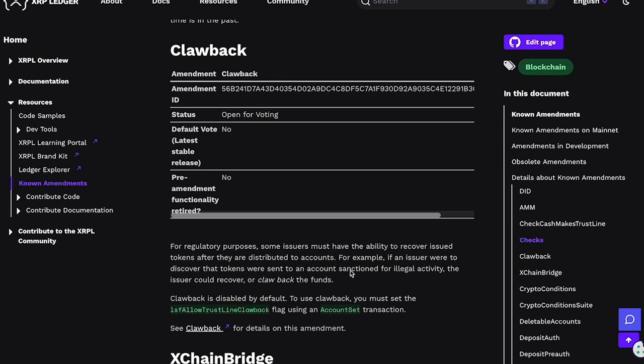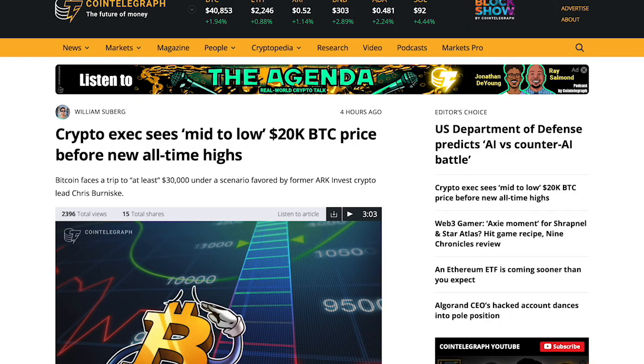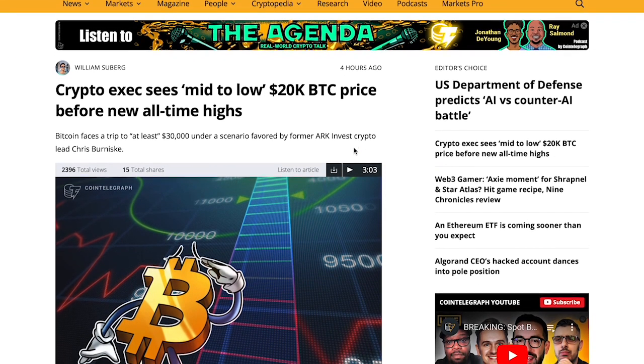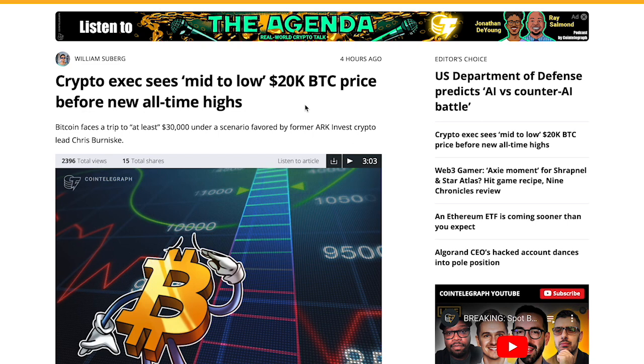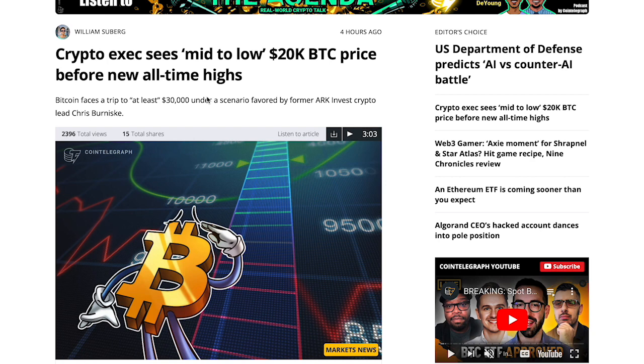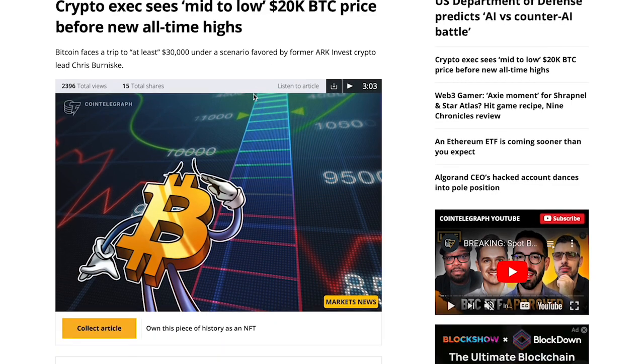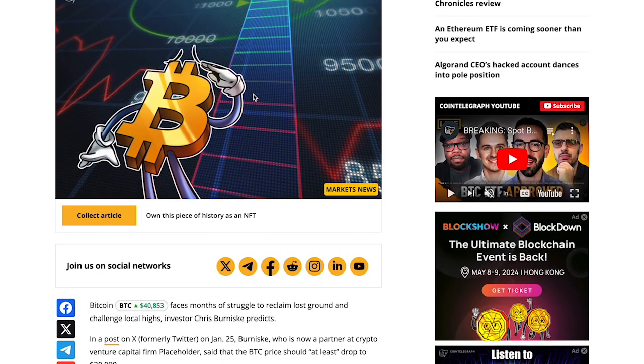This is huge. All right, moving on. A crypto executive sees mid to low 20K before a new all-time high for the Bitcoin price. Bitcoin faces a trip to at least 30,000 under a scenario favored by former ARK Invest crypto lead Chris Bernski. I think that's how you say his name.